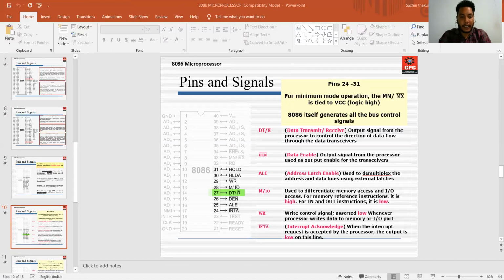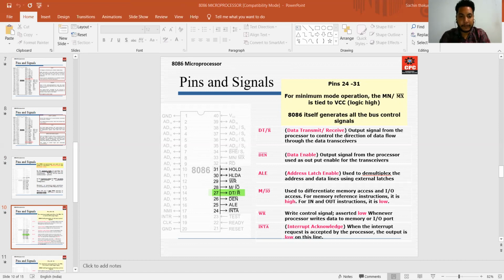Now pin number 40 is your VCC. This pin provides power supply for the operation of the internal circuit. Pin number 1 and pin number 20 are your ground, for grounding the internal circuit.